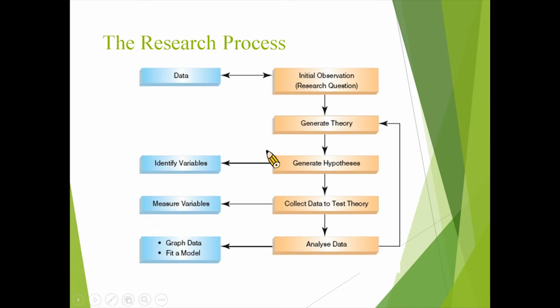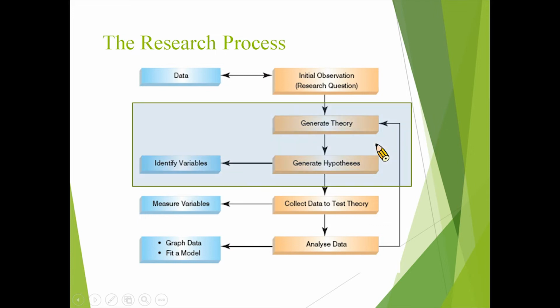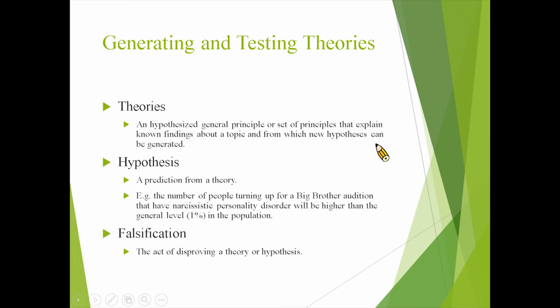Okay, you can see this arrow. This is when you analyze the data, you can go back and generate the theory. Okay, theory. So generating and testing theory. The theory is a hypothesis, a general principle or set of principles that explain known findings about the topic, and from which new hypotheses can be generated. And the hypothesis is a prediction from the theory.